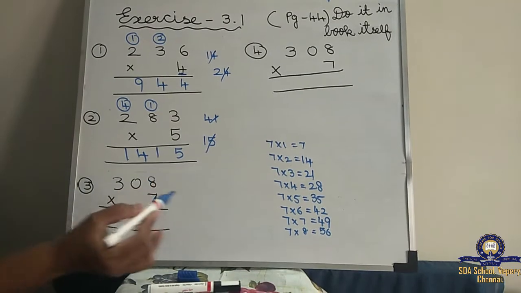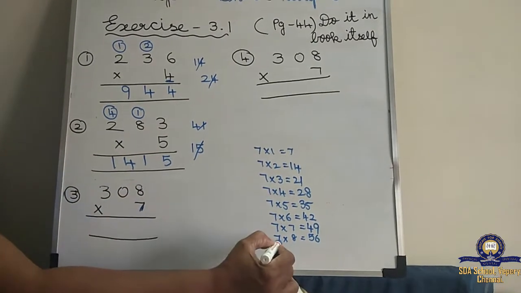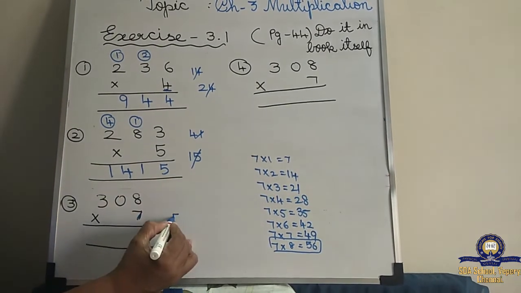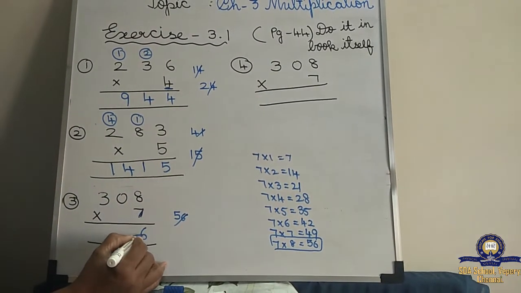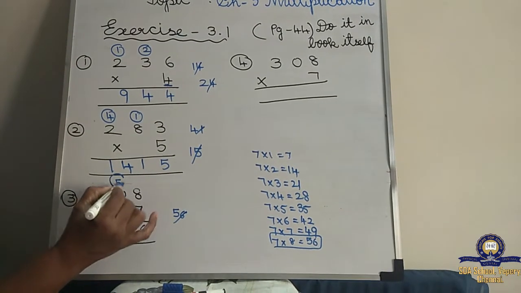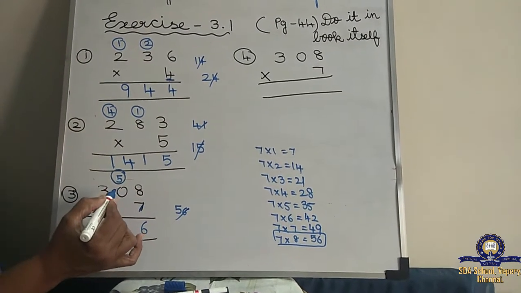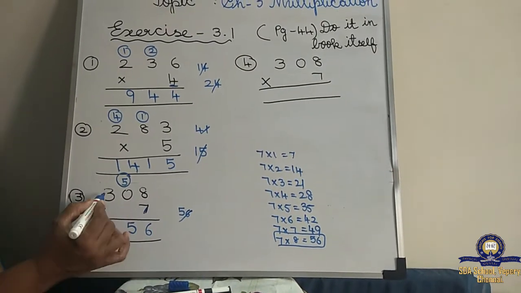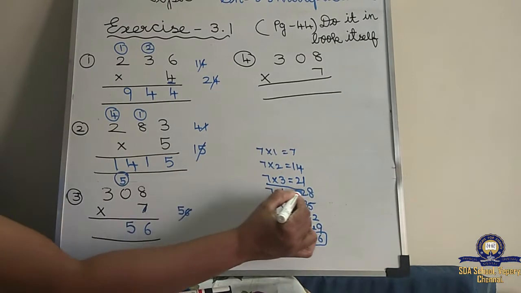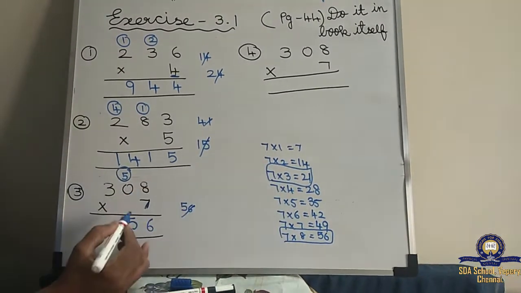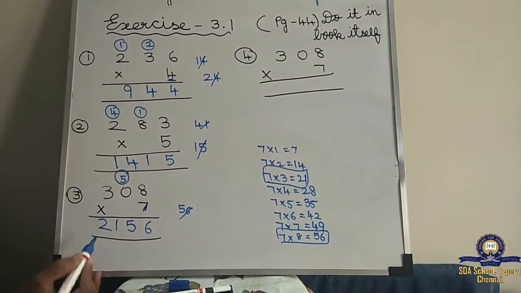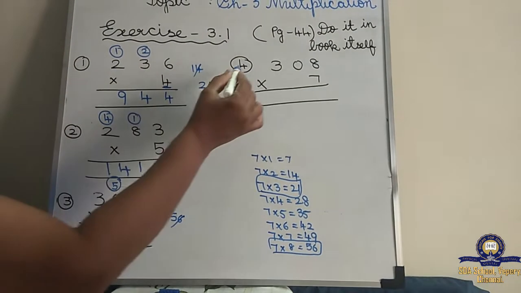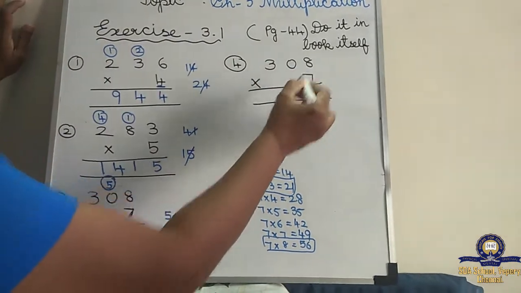See now, 7 8s are what will come? 7 8s are what, children? 56. So what you can write? 6 here and 5 here. And 7 zeros are 0. So you have to bring down this 5 as it is. 7 3s are what? 21. You can write as it is. So what's the answer? 2156.